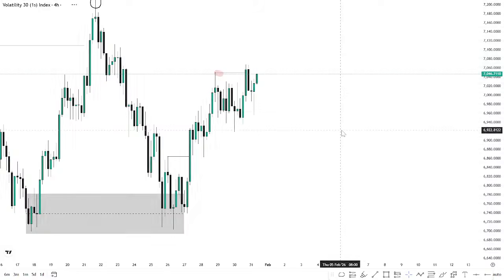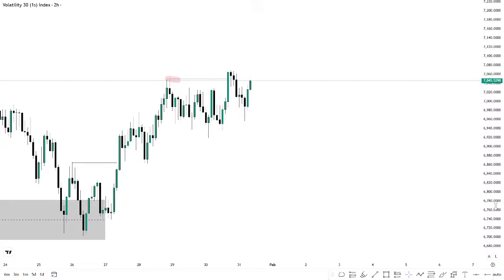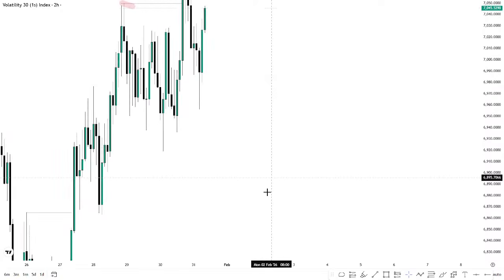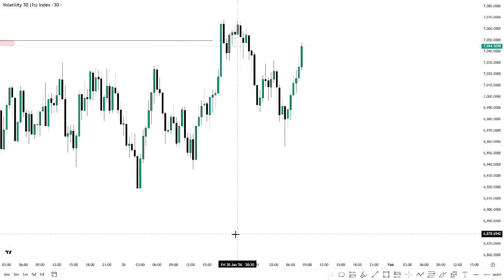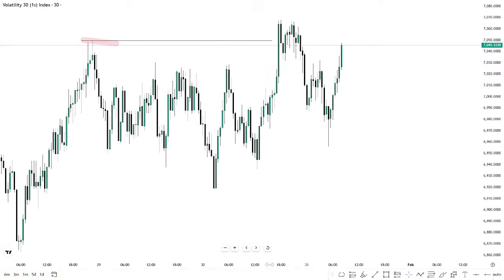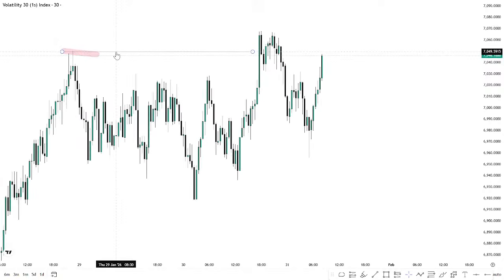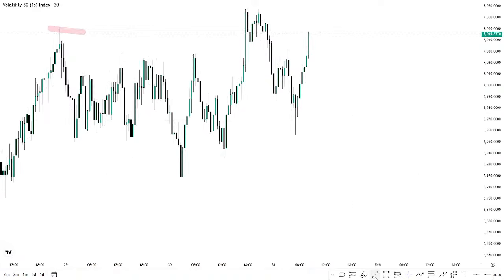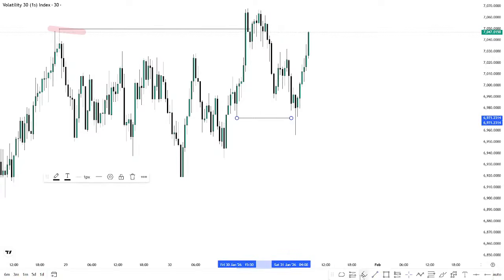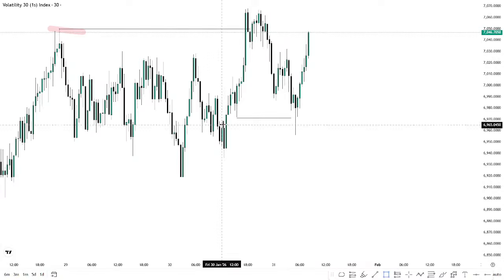So on the 2 hours time frame, we're expecting it to come back to an untested area. So let's go to 30 minutes. We're expecting it to come back to an untested area, right? Since this is our last break of structure. A break of structure, liquidity creation, untested area.